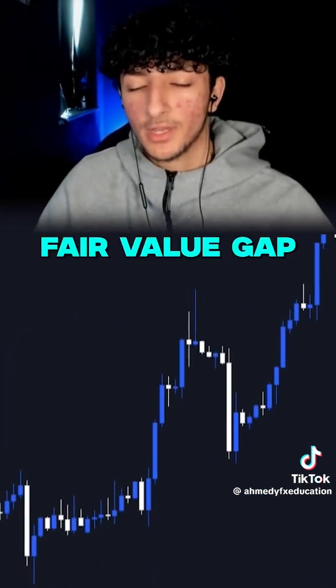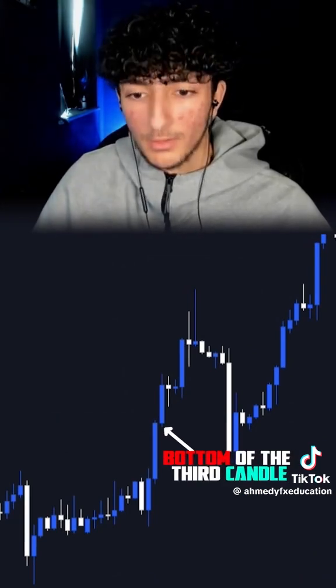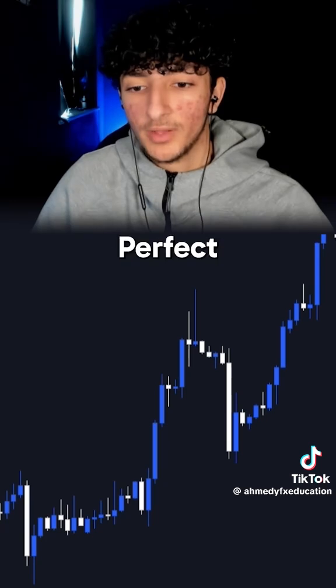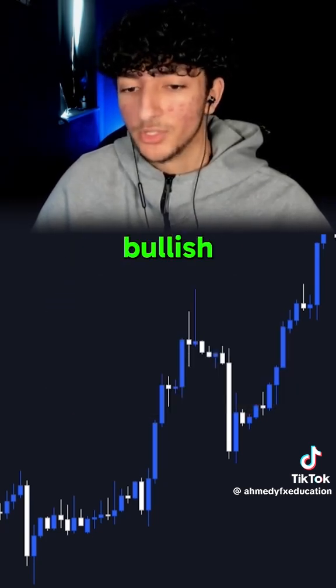So for a bullish fair value gap, how do we mark this out now? You use the top of the first candle and the bottom of the third candle. Top of the first candle, bottom of the third candle, perfect. And do the three candles need to be the same color? No. No, perfect. So we can have bullish and bearish mix of both.